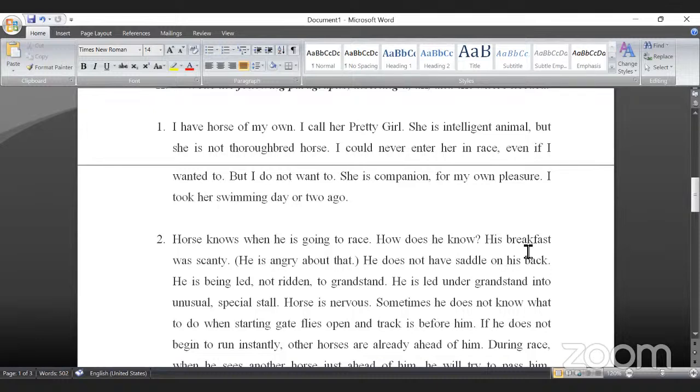Yes, ma'am. Okay. Now the second part: but she is not a thoroughbred horse. What is thoroughbred? Thoroughbred in the sense well trained or well kept up at home. Okay.